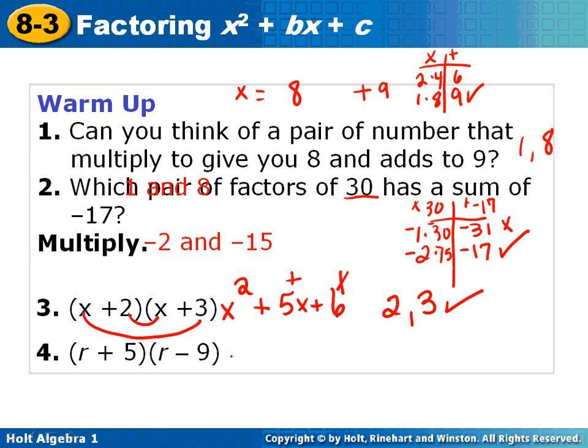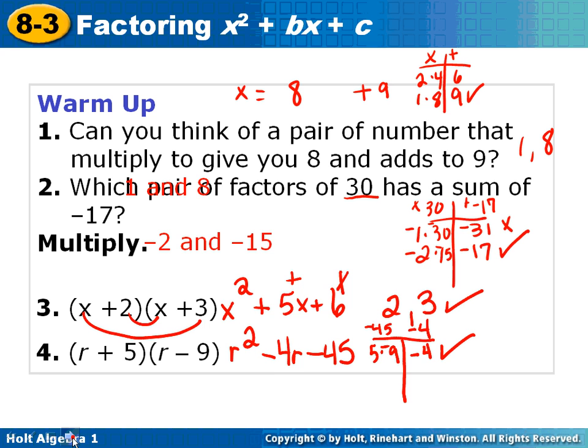Okay, let's do number 4. Pause it and multiply it out. Welcome back, and this answer is going to be r squared minus 4r minus 45. So here's the question. Can you think of 2 numbers that multiply to give me negative 45 and add to give me negative 4? Guess what they are? Positive 5 and negative 9 multiply to give me negative 45, and they also add to give me negative 4.